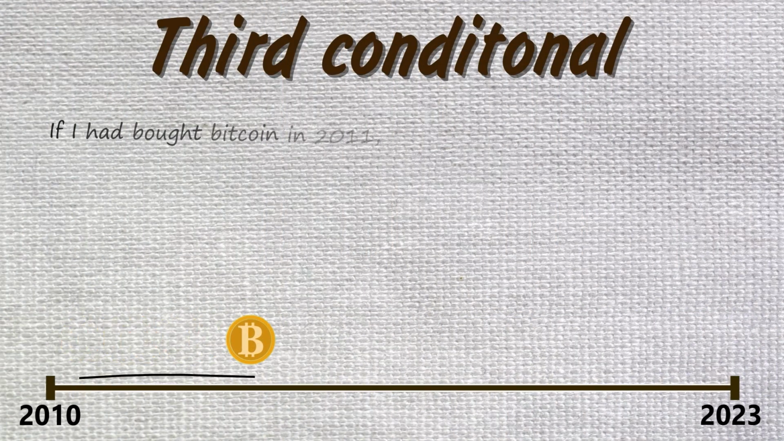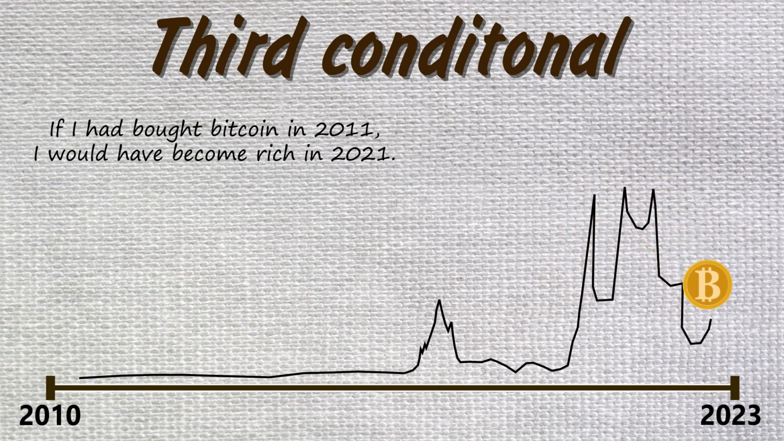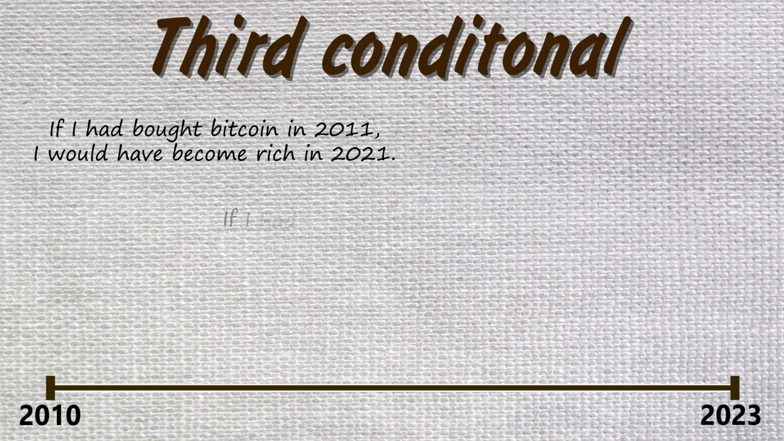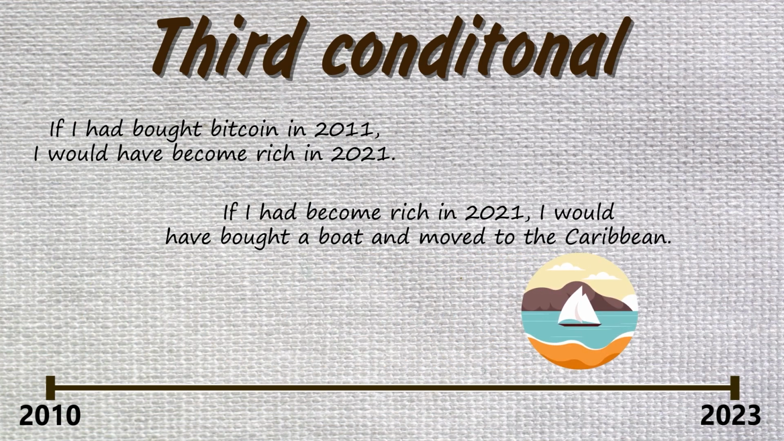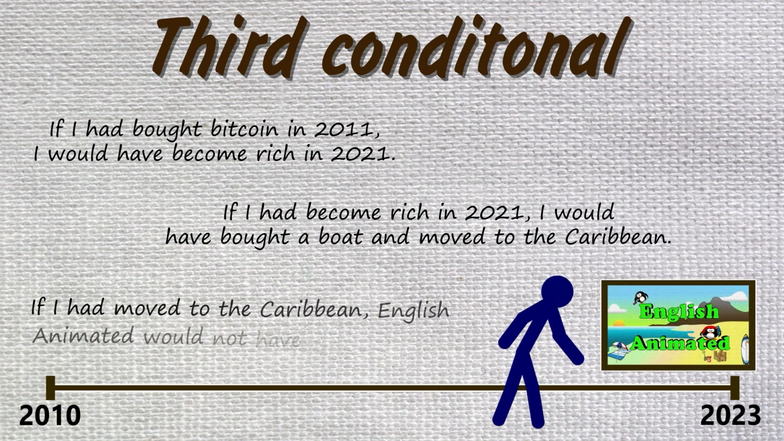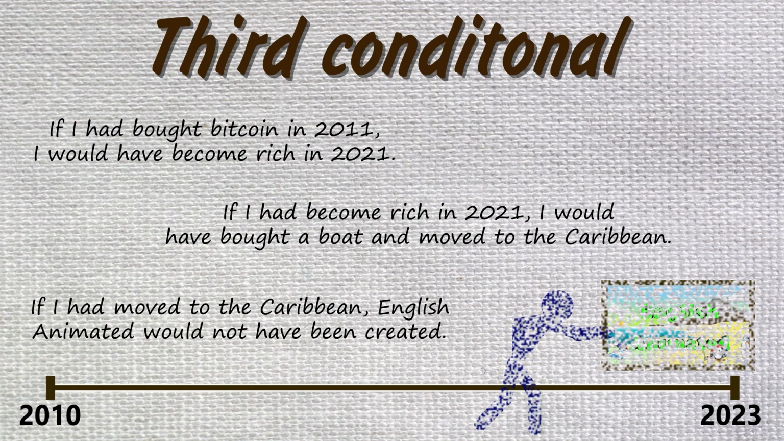If I had bought Bitcoin in 2011, I would have become rich in 2021. If I had become rich in 2021, I would have bought a boat and moved to the Caribbean. If I had moved to the Caribbean, English Animated would not have been created.